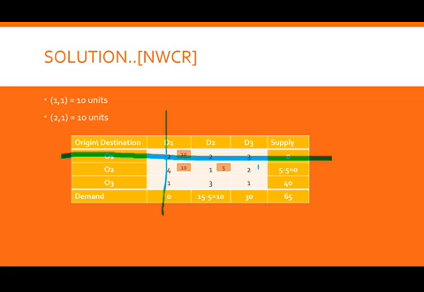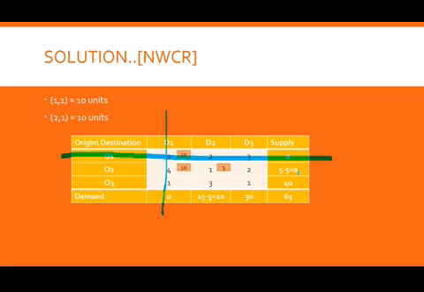Now the remaining matrix is 1, 2, 3, 1. So in this, the northwest corner or the top left corner is O2 D2. Okay, here I am supposed to make an allocation. Supply is 5, demand is 15. So I can satisfy 5.